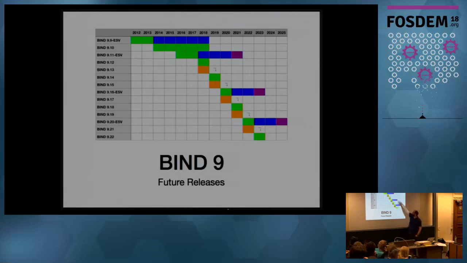So this is the 1 year it overlaps. If you want stability, you would be using the ESV version, and during the last year, you would have to switch to the next ESV. And for the development releases, this is 9.14, the orange box, and it will switch to being stable next year. So 9.14 will be supported only for 1 year. And so it goes on indefinitely.